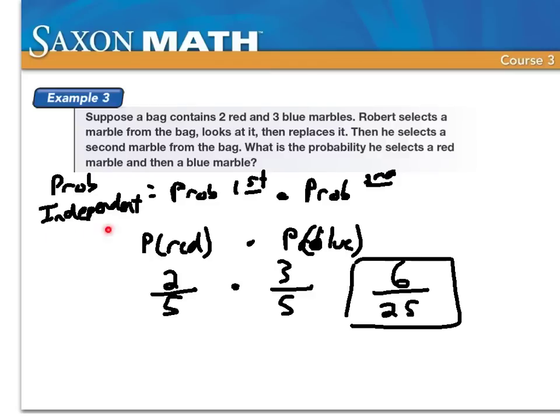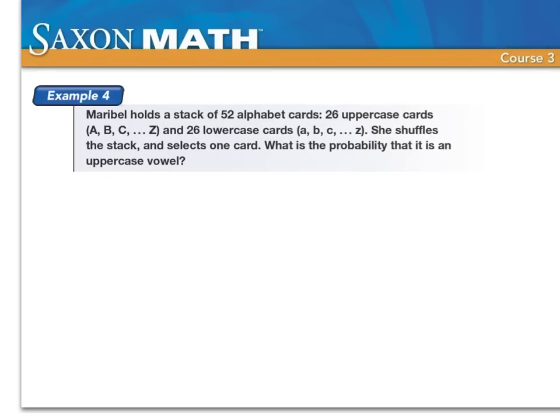So again, probability of independent events means we're going to multiply the 2 probabilities together. Now let's go ahead and look at one last example. It says Maribel holds a stack of 52 alphabet cards. She's got 26 uppercase cards, meaning capital letters, and 26 lowercase cards. So she's got 1 uppercase letter for every letter of the alphabet and 1 lowercase letter for every letter. She shuffles the stack and selects 1 card. What is the probability that it is an uppercase vowel?